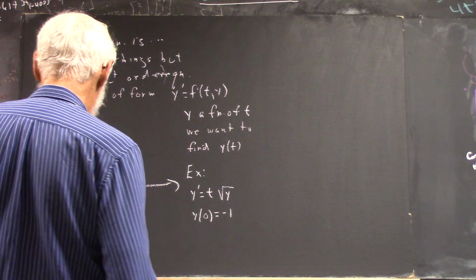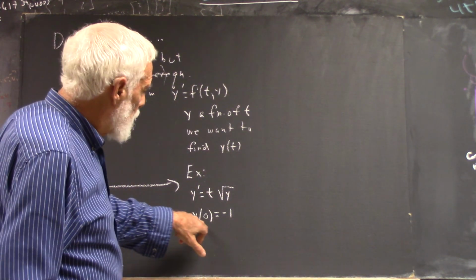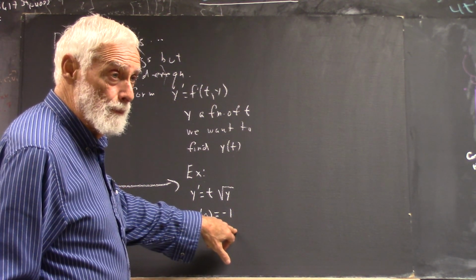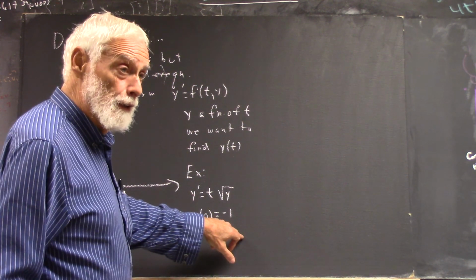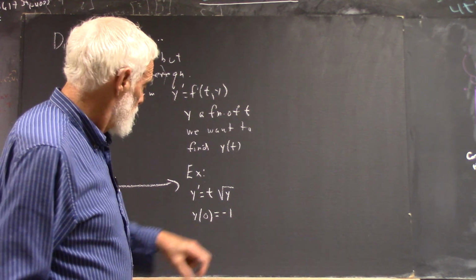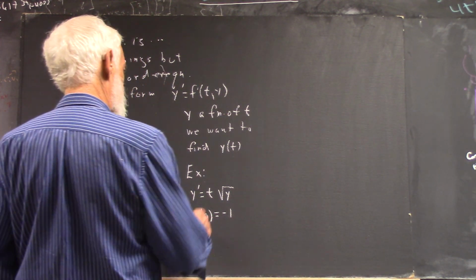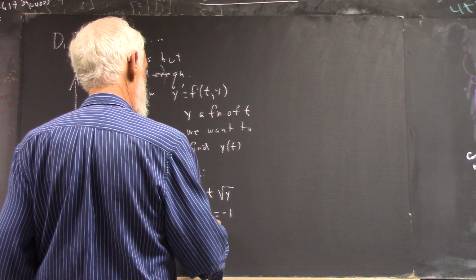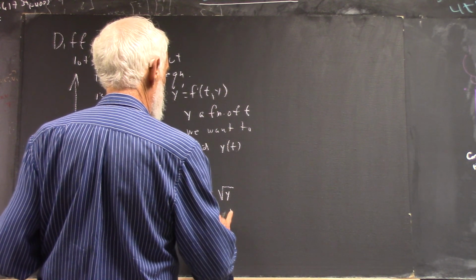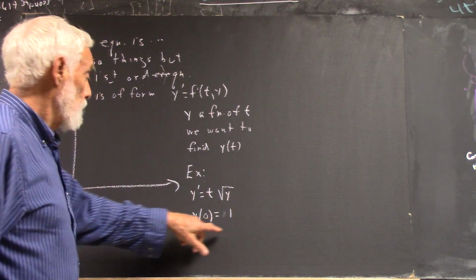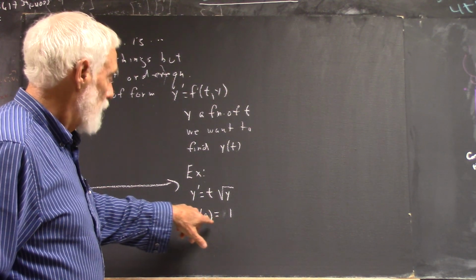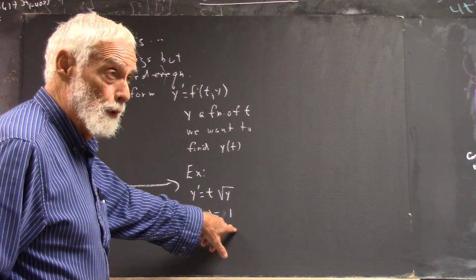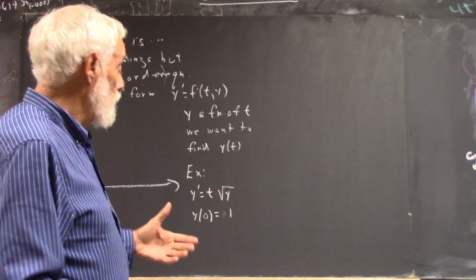Well, what does y of 0 equals -1 mean? It means when t is 0, y is -1, right? Sorry. I don't want that equal -1, I want it equal 1. Okay, y of 0 is now 1. When t is 0, y is 1.